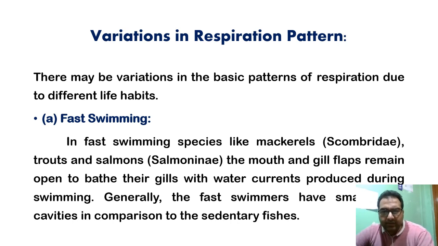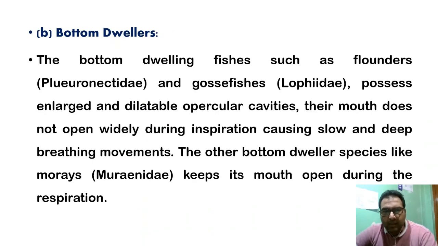Whereas in the case of the fast swimmers, there are small cavities, in comparison to that of the sedentary fishes. Now, in the case of bottom-dwelling fishes such as flounders, Pleuronectidae, goosefishes, flatfishes, eagle rays, and stingrays, they possess enlarged dilatable opercular cavities. Their mouth does not open widely during inspiration, causing slow and deep breathing movements. So they have slow and deep breathing movements.